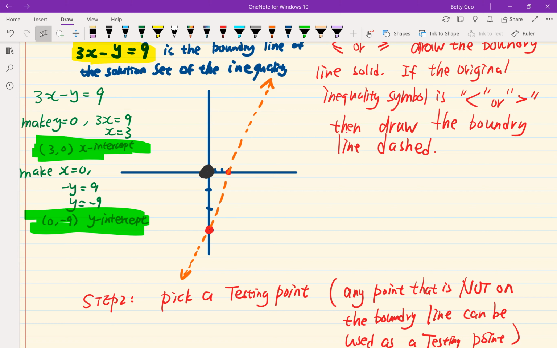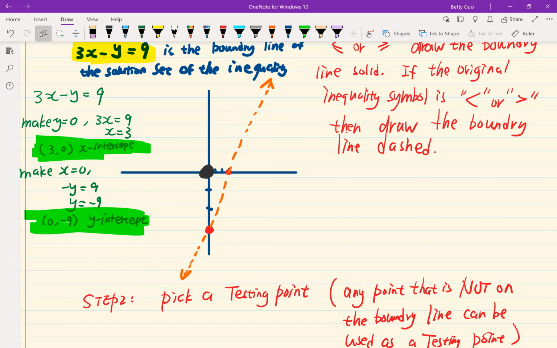Remember, the straight line is the boundary of the solution set we are looking for. This means the solution set must be either this half plane or this half plane, right? Does that make sense? Which half plane? In order to know which half plane, we need a testing point. I only teach one method in the class, though I know there are many other methods.